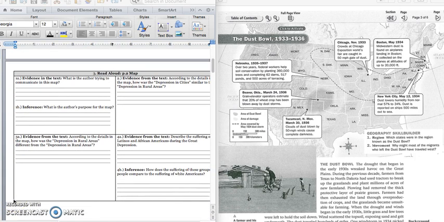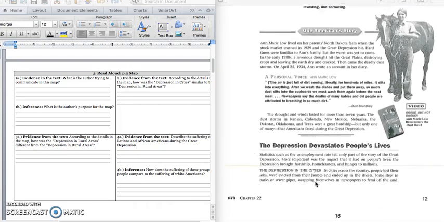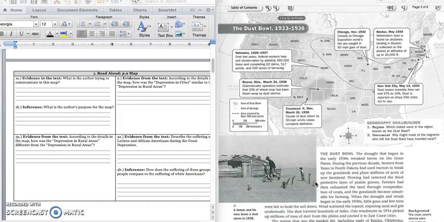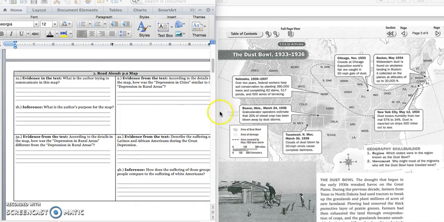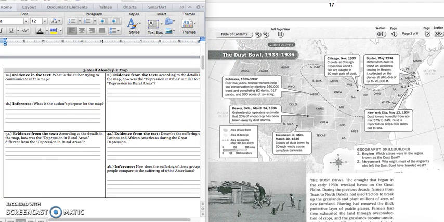All right, so turn in your text to the map, okay? And so this is the beginning of your text, and we want to keep going until we get to the map. And we're just going to focus on this area right here. Our first question asks us, what is the author trying to communicate in this map? Okay, so first we would go to the title, right? That gives us a big clue about what the author is trying to do.